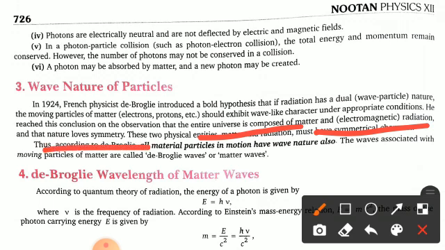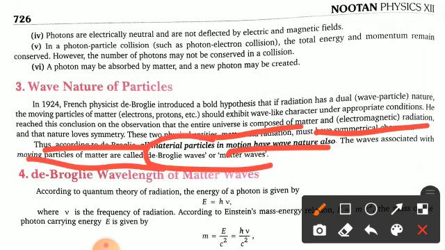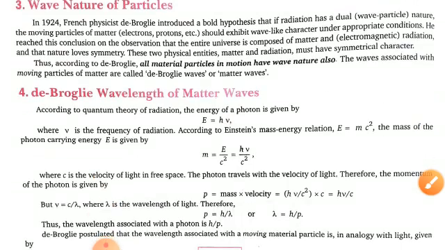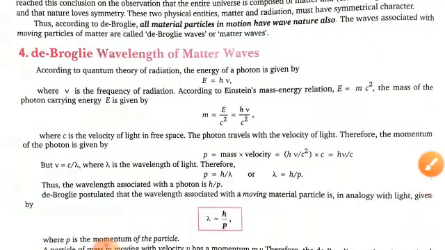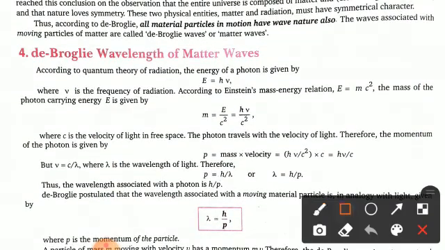Thus, according to de Broglie, all material particles in motion have wave nature also. The waves associated with moving particles are called de Broglie waves. This is the most important one. Now here you can see how we can calculate the de Broglie wavelength of matter waves.